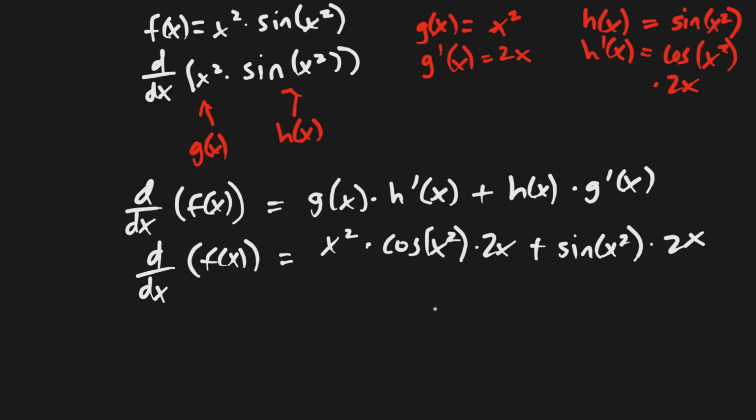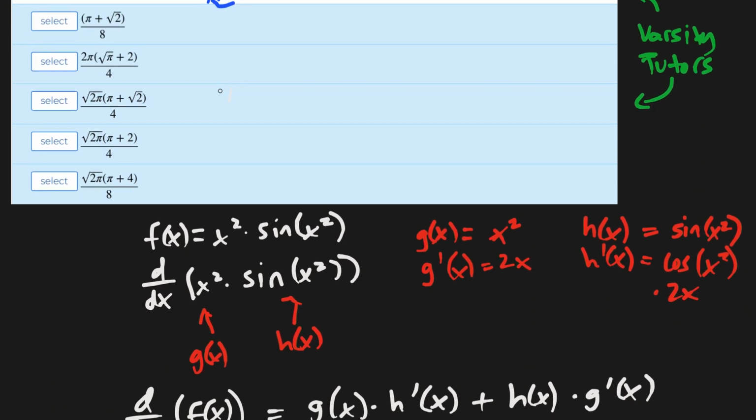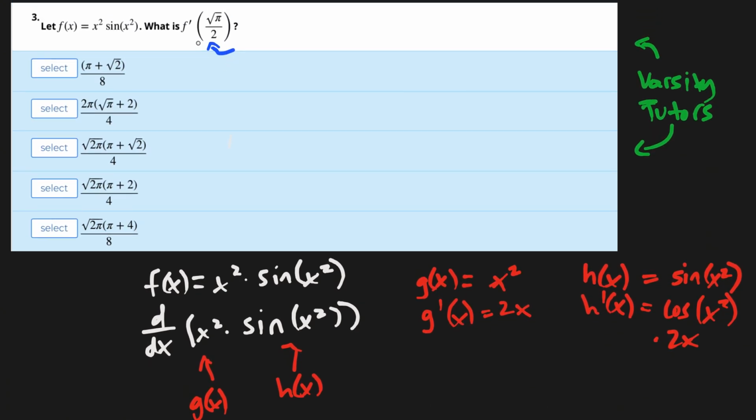So everything is written out, and now, you could technically multiply this 2x and this x squared, but I won't do that for now. What I'll do is plug in the x value that we have on top. When I scroll up, we see that we have that x value marked with a blue arrow. That's the square root of pi over 2.